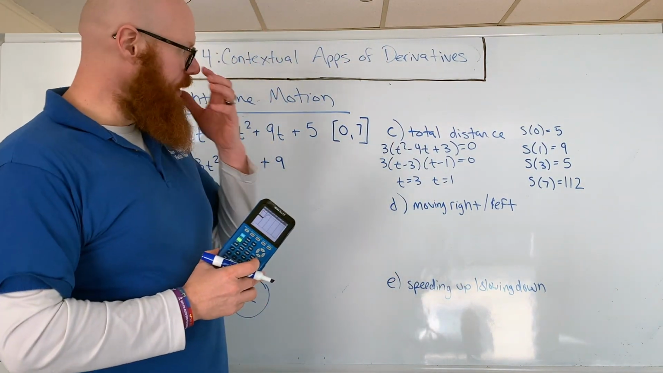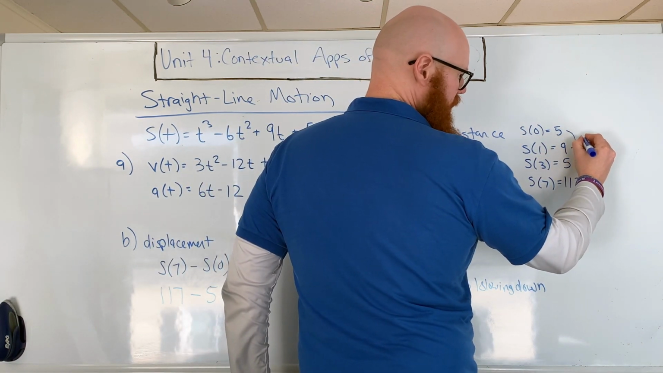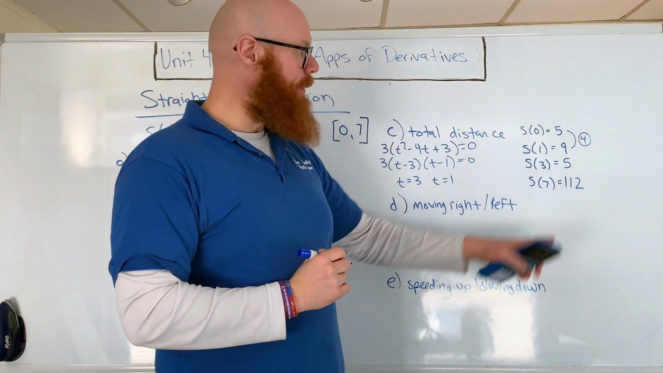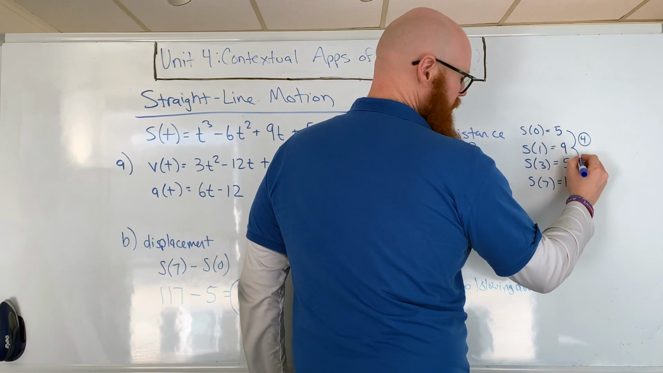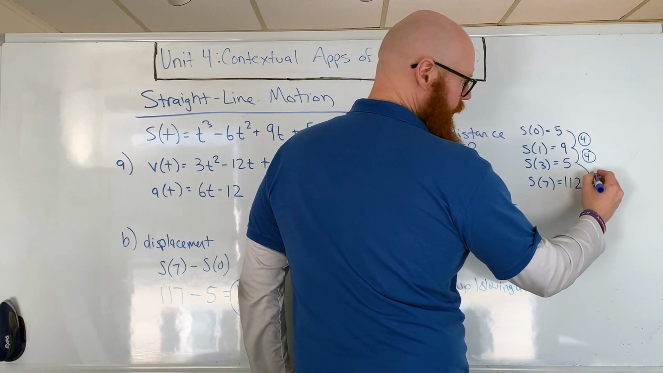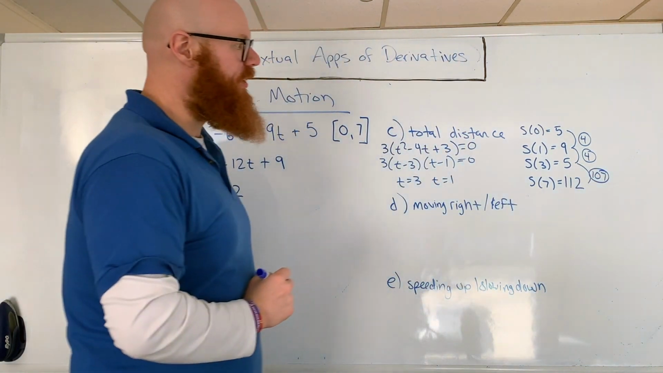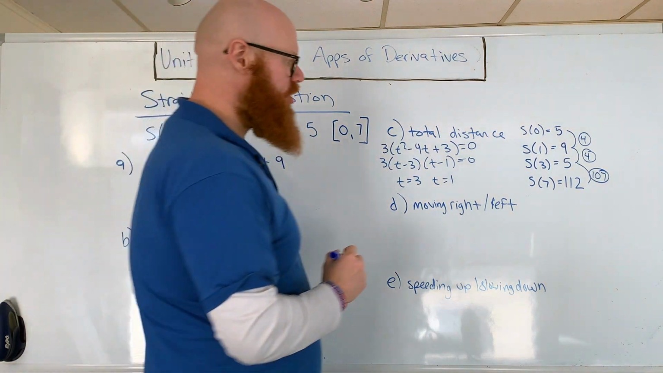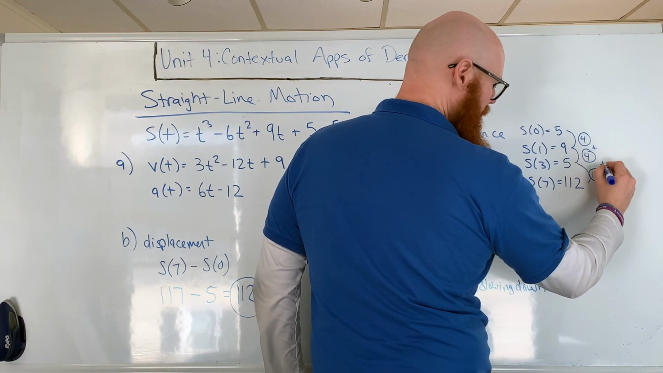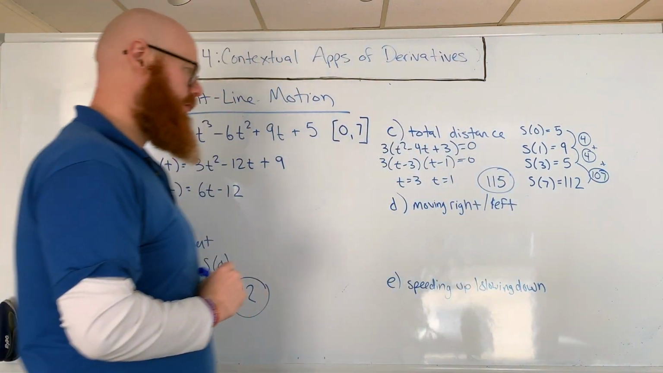So now the way that we find total distance is we just add up these numbers. So it went from 5 to 9. That's a distance of 4 units. It went from 9 back to 5. That's another distance of 4 units. And then it went from 5 to 112. That's a distance of 107 units. So altogether, it went 115 units. So add that, and you get a total distance of 115 units.